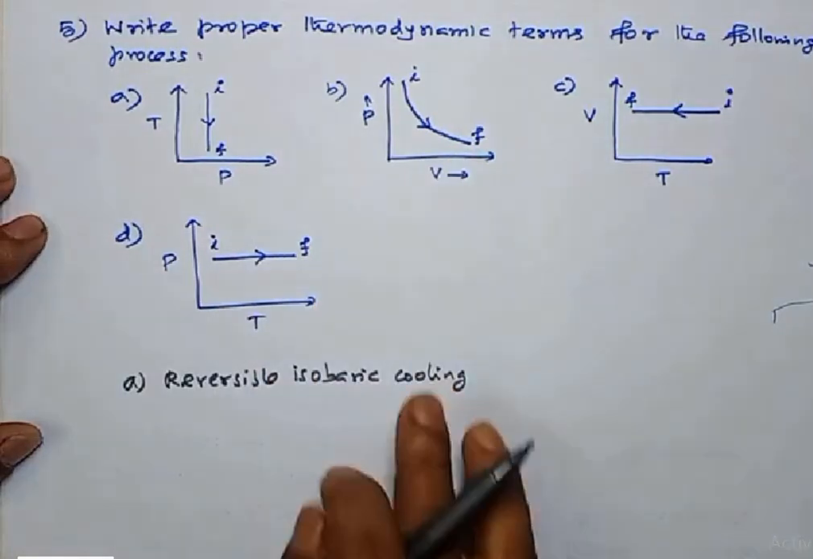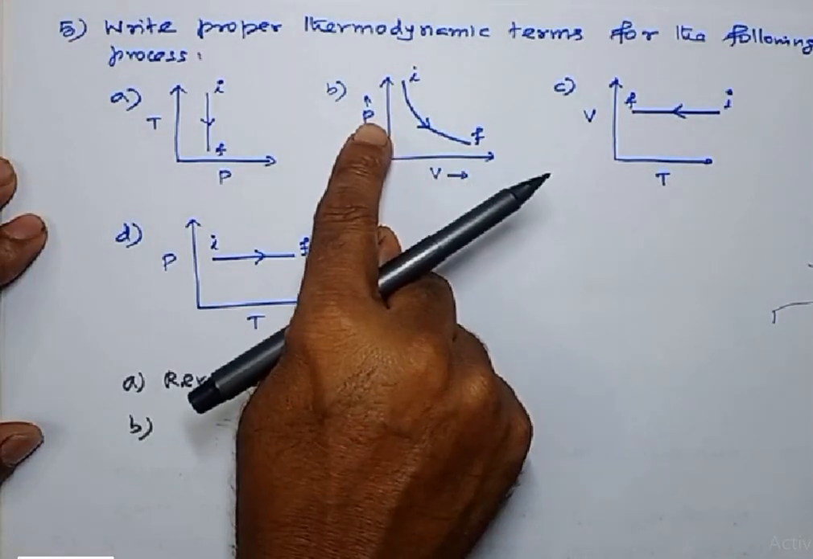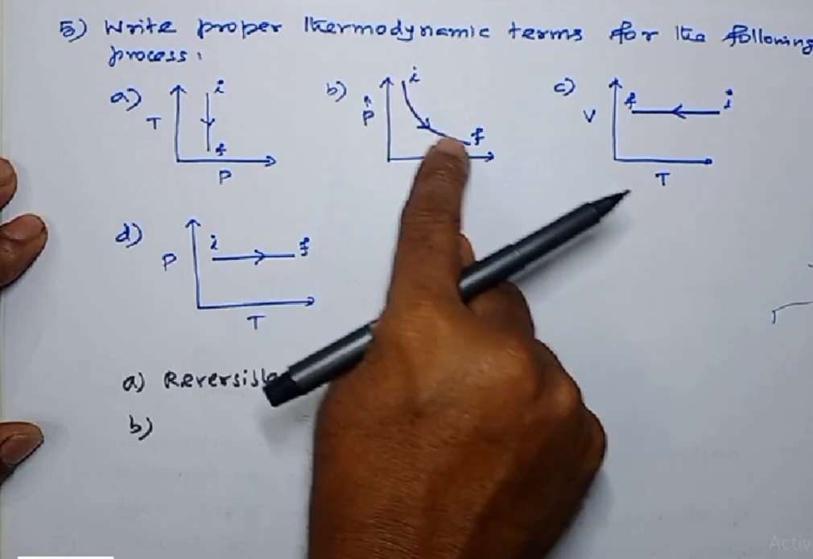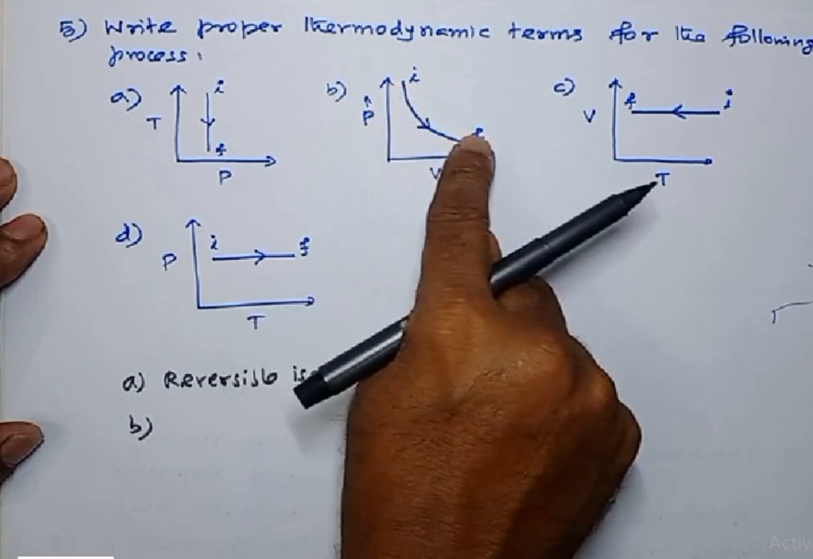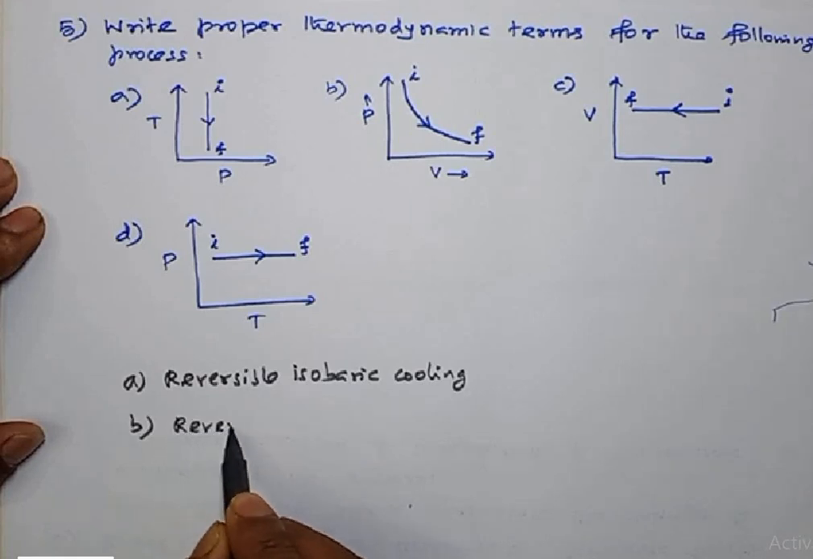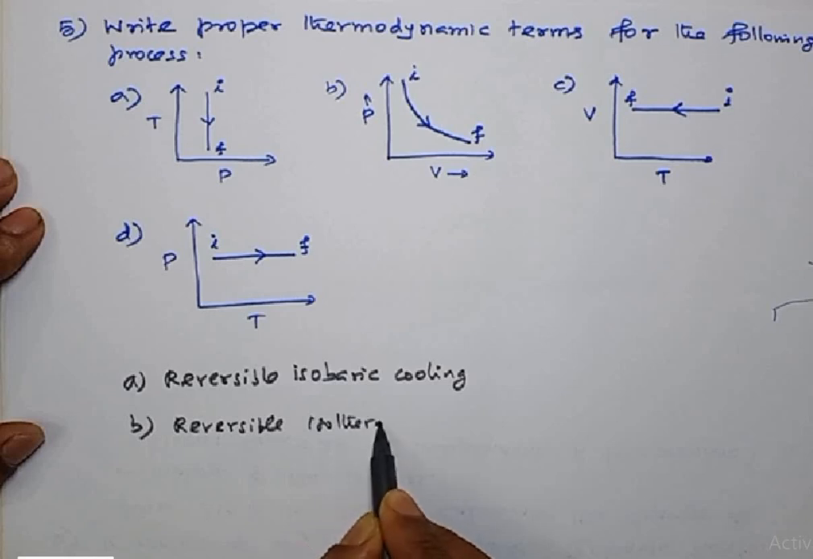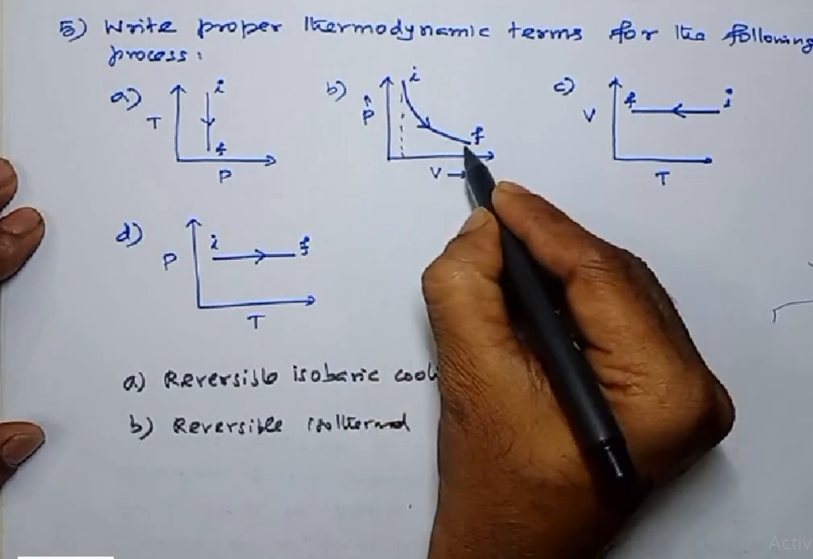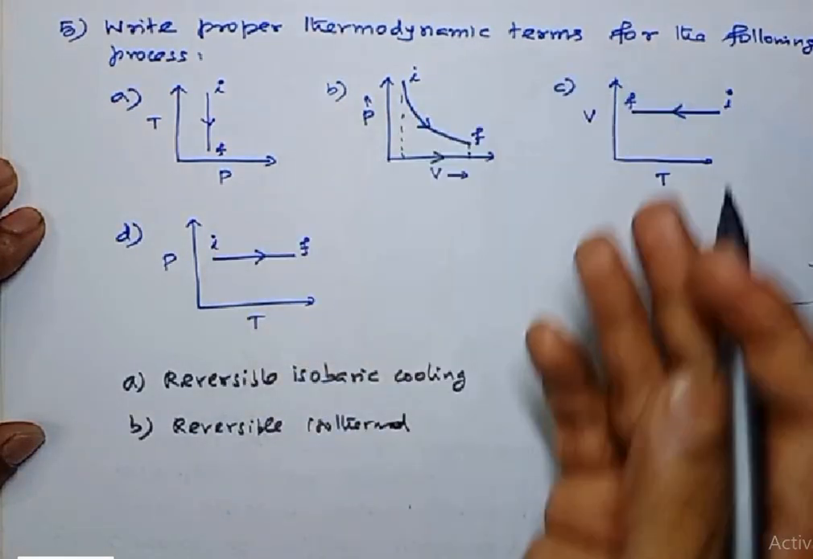Okay, now see the question B here. In question B, it is given P is plotted against V, and again it is a solid line. Okay, and it is given hyperbola. Remember, hyperbola is given. If it is hyperbola, it could be either reversible isothermal, and here see, initial volume is small and final volume is large. Okay, volume is increasing, so it should be expansion.